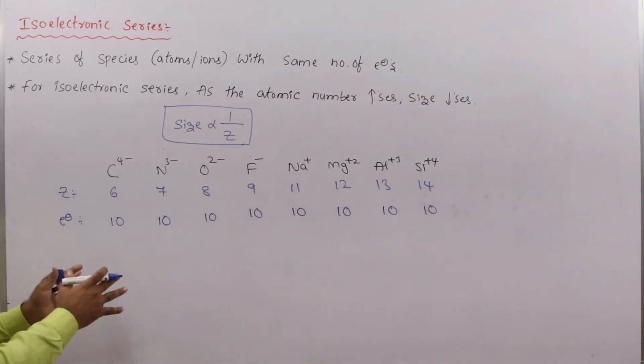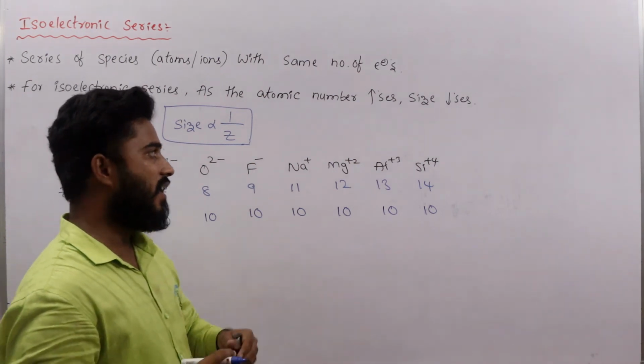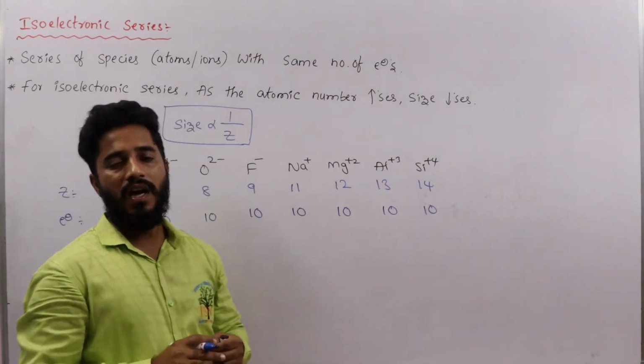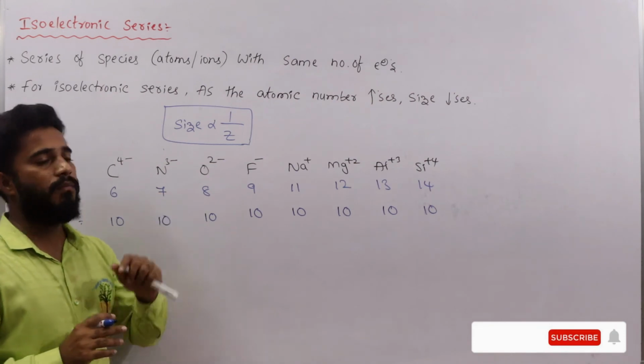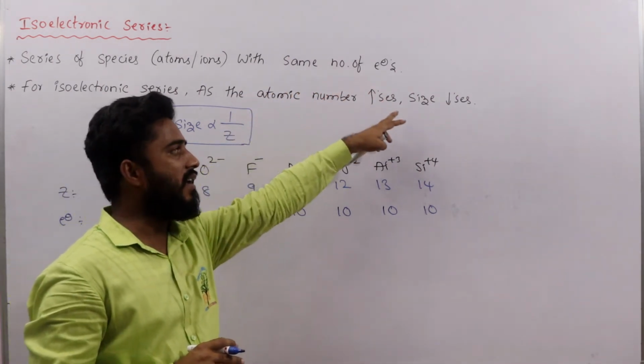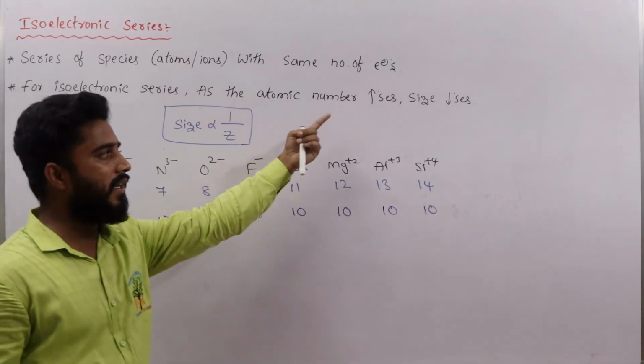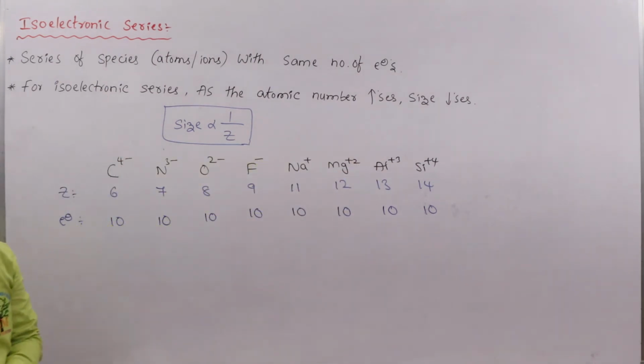So for this isoelectronic series, the size of the ion depends on atomic number. As atomic number increases, size of the ion, what will happen? Decreases. As the atomic number increases, size of ion decreases.